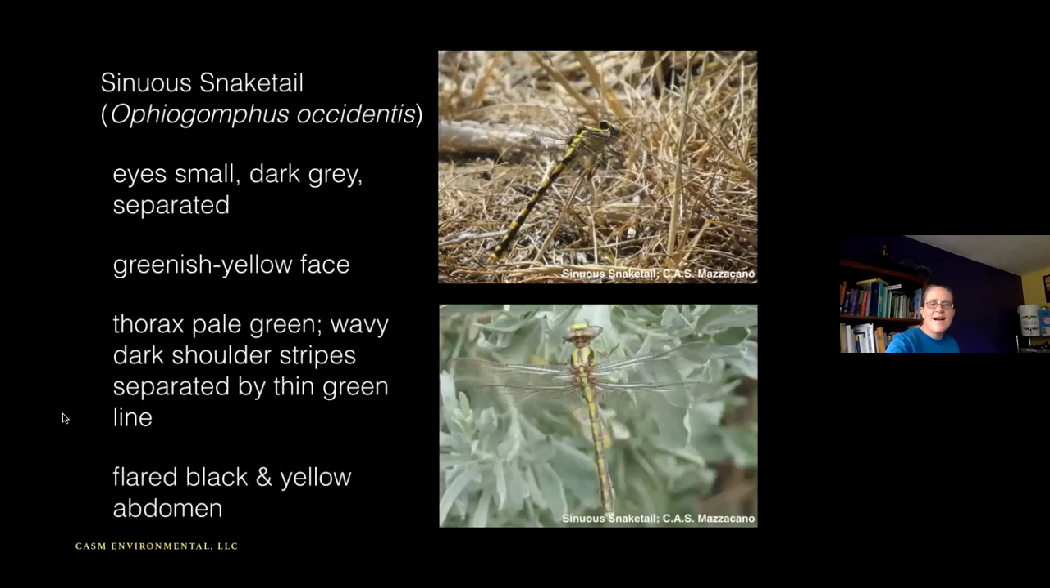There's also the sinuous snake tail, another type of club tail. Like any club tail, it has separated eyes, but they're more gray than blue. It's got more of a pale olive-green coloration. The shoulder stripes are kind of wavy. That's why it's called the sinuous snake tail. Again, it has a flared abdomen like most others.